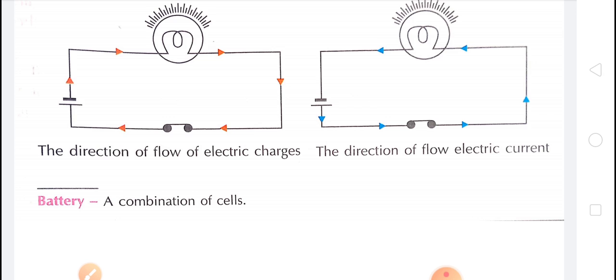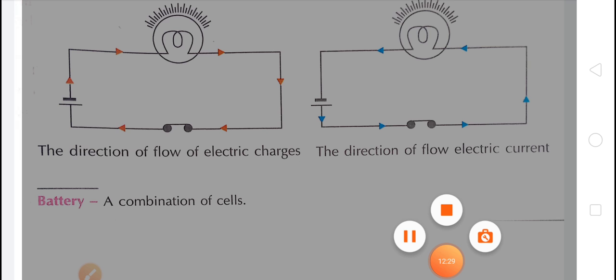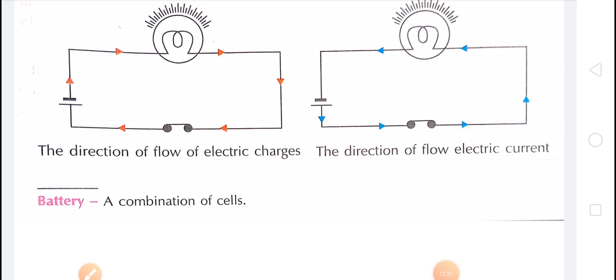So we have covered a little bit about electricity and its effects. I hope you have learned properly.